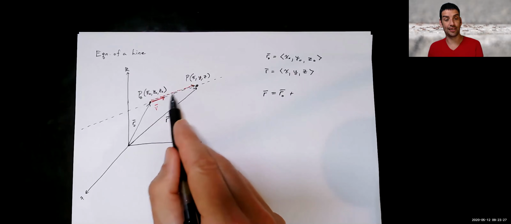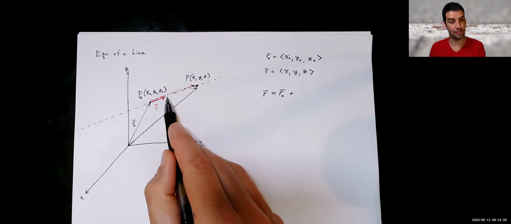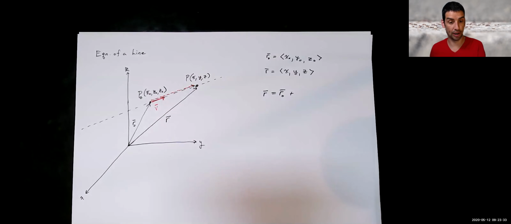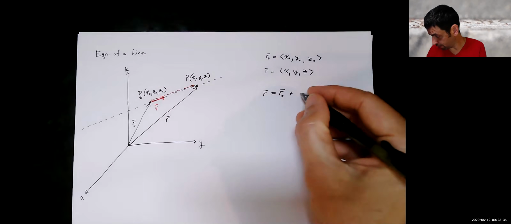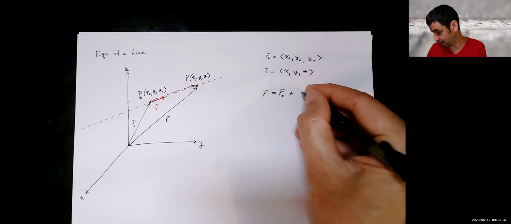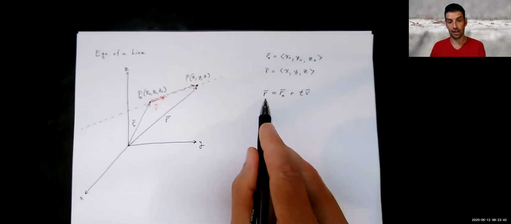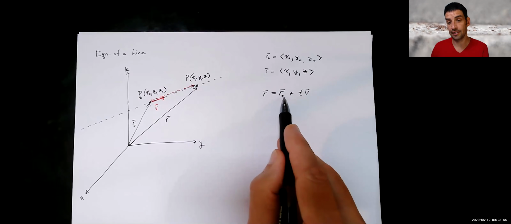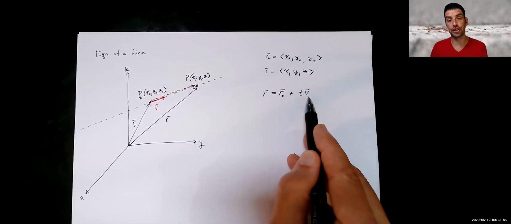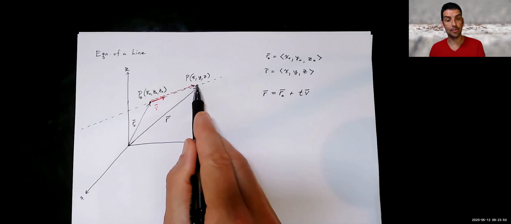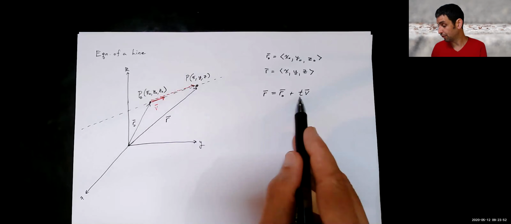But what is this vector? Well, it's a vector pointing in the same direction as v, but scaled appropriately to hit this point. In other words, I'm going to use t as a scalar here, just some number t. If I take r naught and add a scaled version of v, I can hit any point. Remember, this is an arbitrary point.